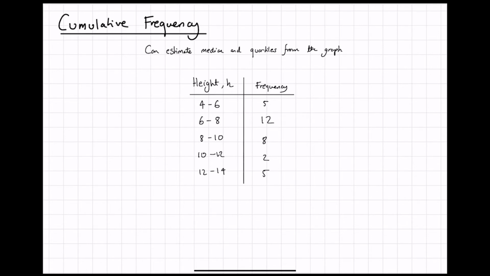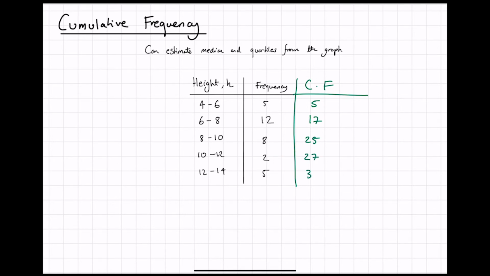Then let's estimate what the median heights are and what the upper and lower quartiles are. The way you do cumulative frequency is you take your table and add another column to it, called the cumulative frequency. All you do is say, I started with 5, then onto 5 I add 12, so 5 plus 12 is 17. Then I add that to the next, and so on. If I add that to 8, I get 25. Then 25 plus 2 gives 27.